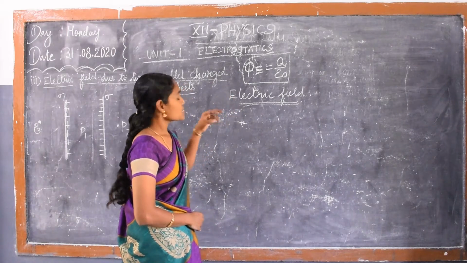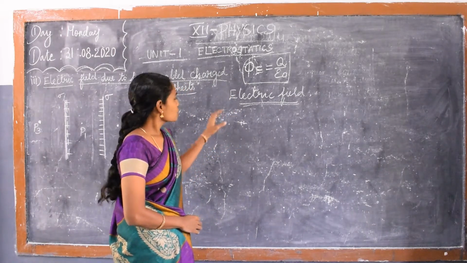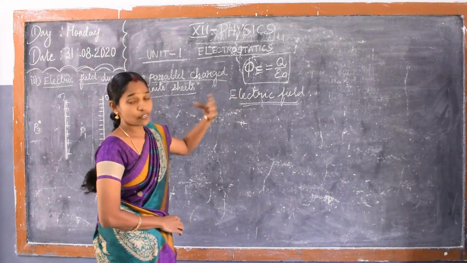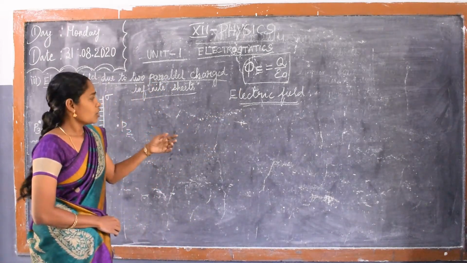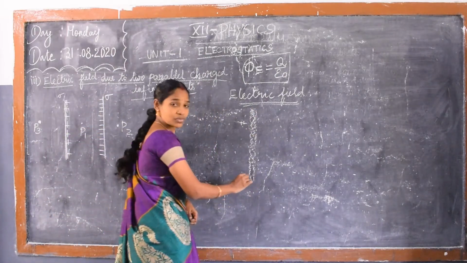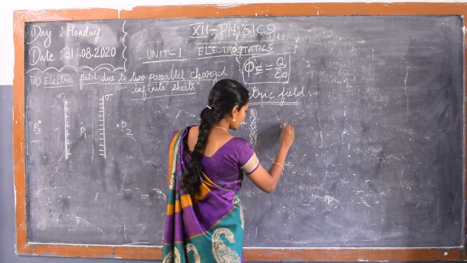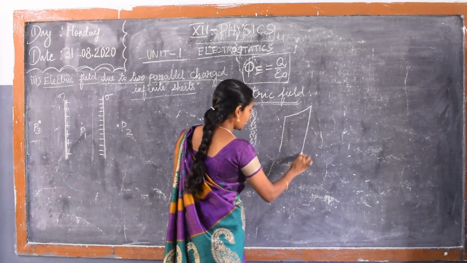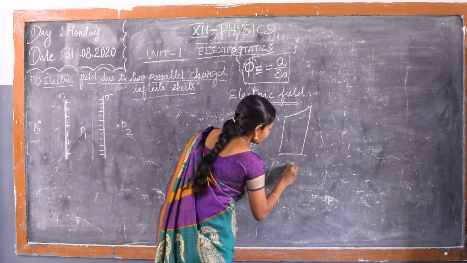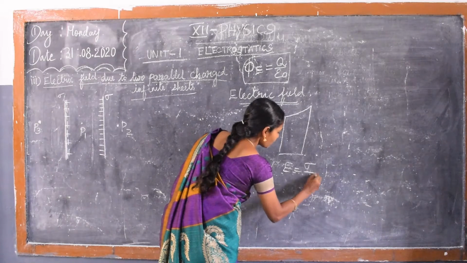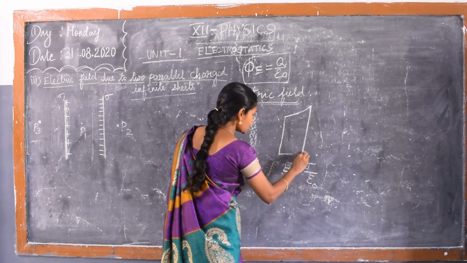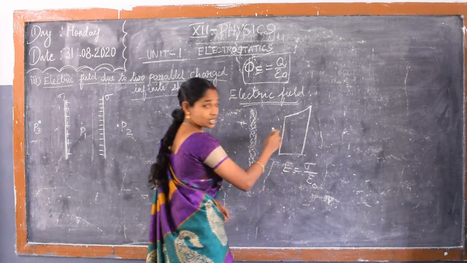We will do several charge distributions. We are trying to find out the electric field due to different types of charge distributions. First, the charge is distributed in a long straight conductor. Next, the charge is distributed on an infinite plane sheet. That was E is equal to sigma divided by epsilon naught. In this case, the charges are presented on either side of a plane sheet.